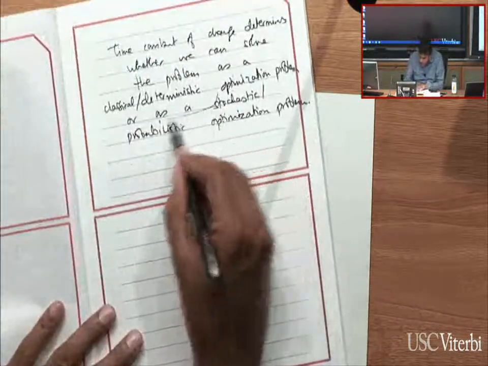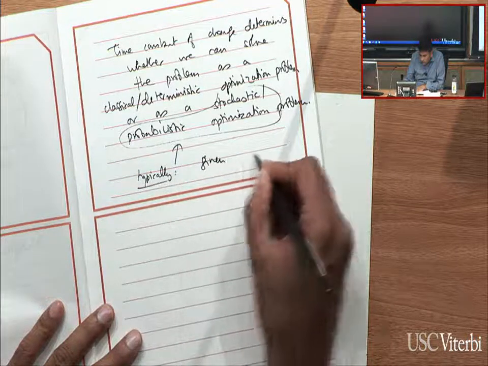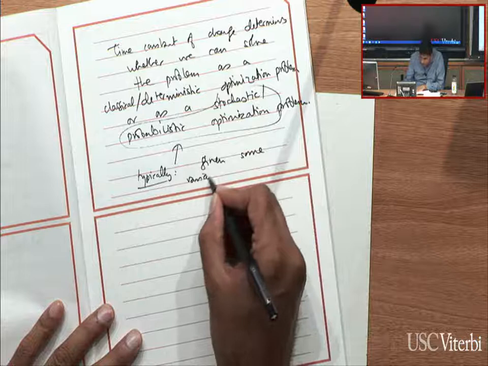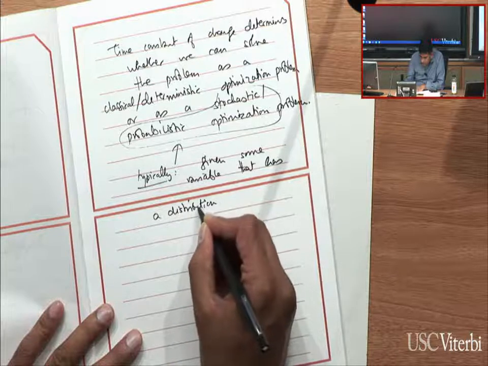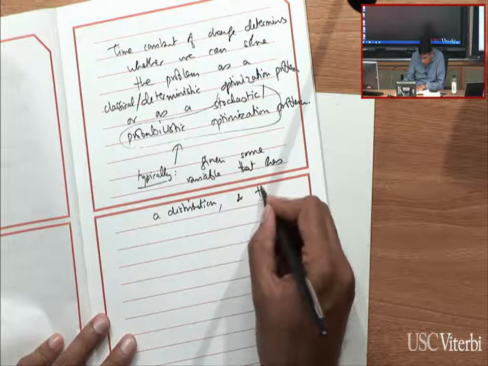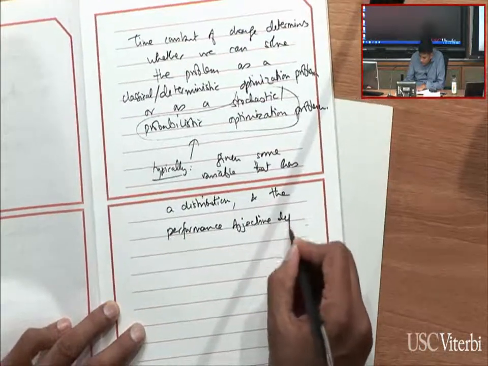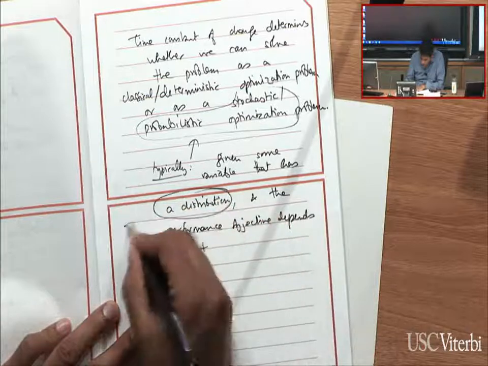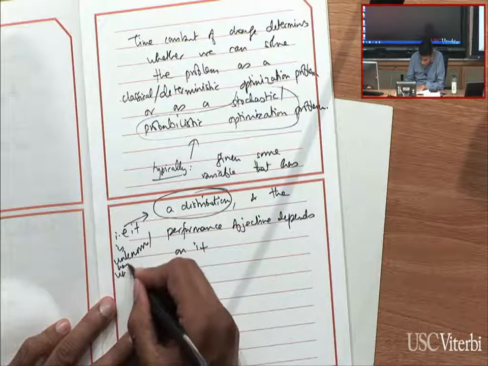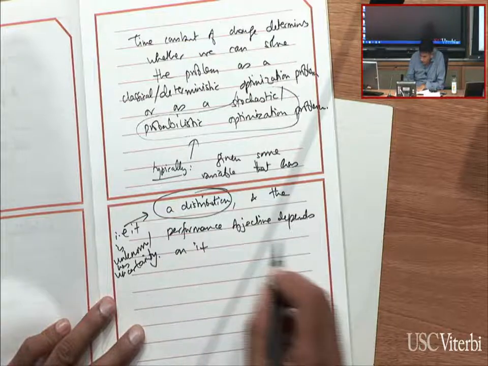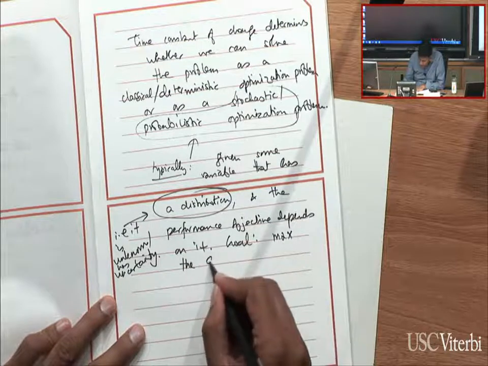Okay. So the goal of a probabilistic or stochastic optimization problem typically, right, is you're given some variable that has a distribution, and the performance objective depends on it. Okay. So when we say it has a distribution, i.e. it is unknown or has uncertainty, the goal is typically to maximize the expected performance.